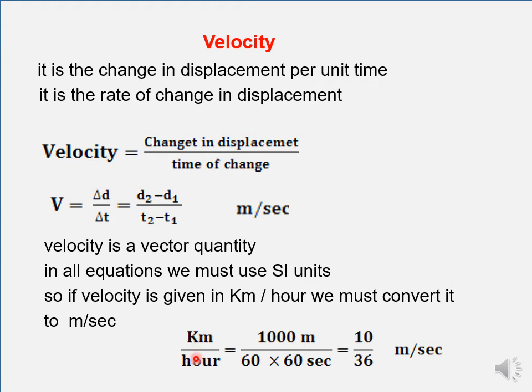If I have kilometer per hour, the kilometer is 1000 meters and the hour is 60 times 60 seconds, so that is 10 divided by 36 meter per second. So if we have velocity in kilometer per hour, to convert it to meter per second we multiply it by 10 divided by 36.